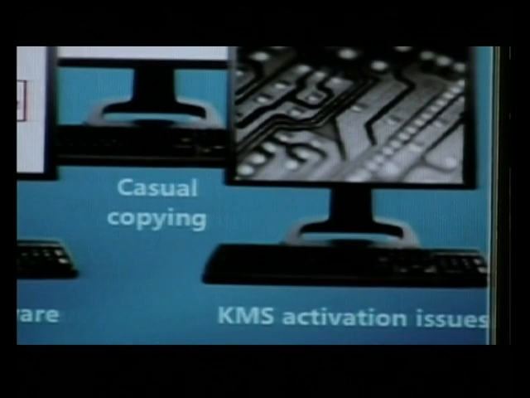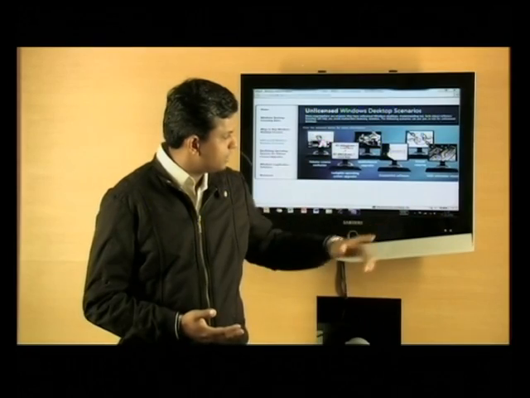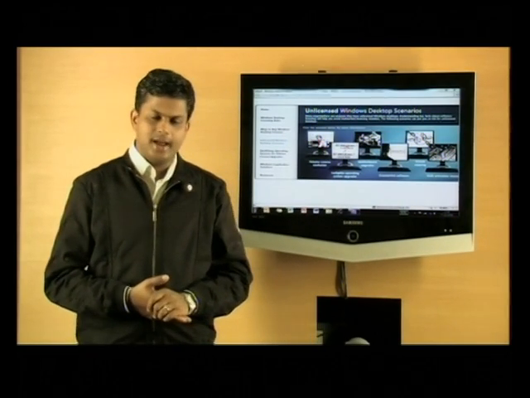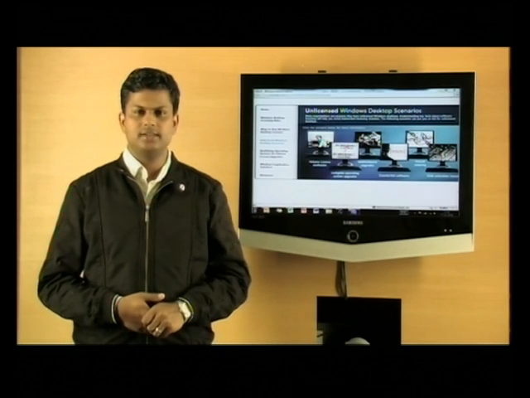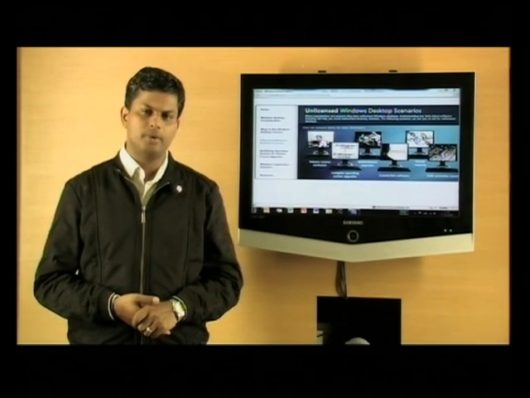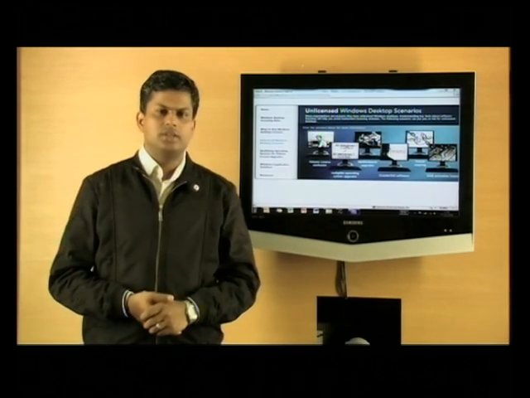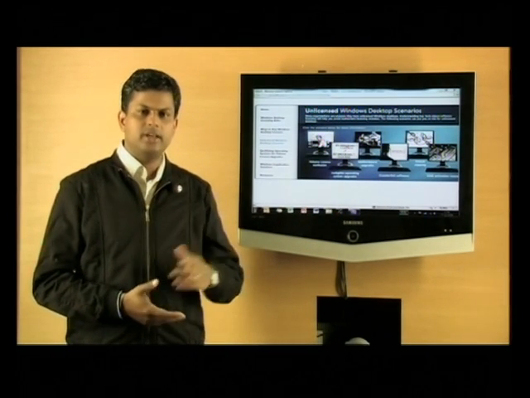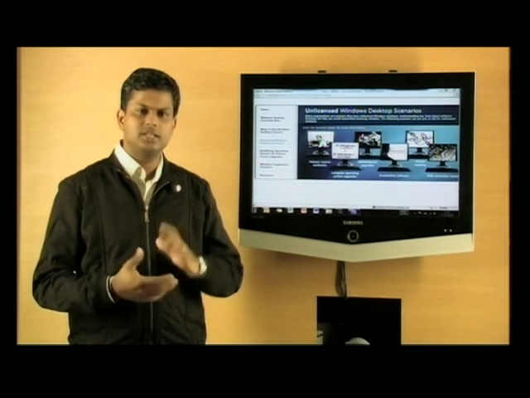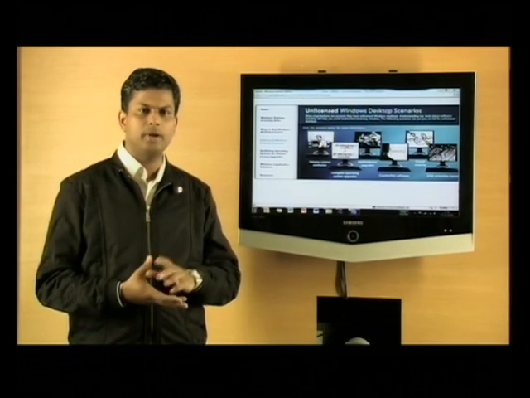The final instance is around the KMS activation issues, and this is where customers have come and said that they have not been able to activate their copy of Windows 7. There is an inbuilt feature that has been there since the time of Windows Vista, that basically checks for your base operating system.